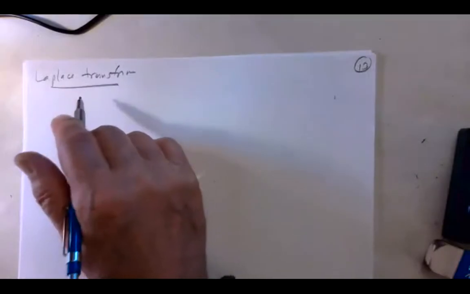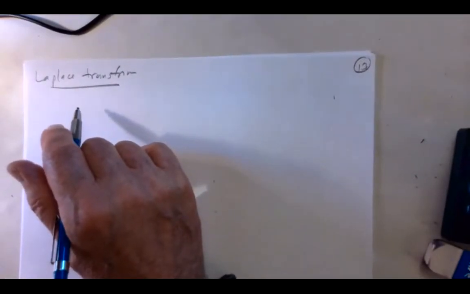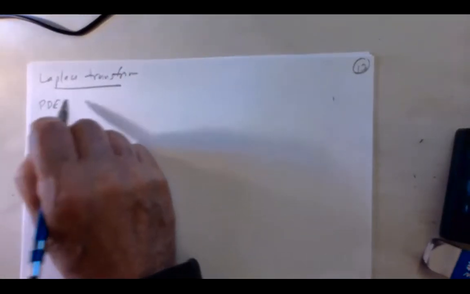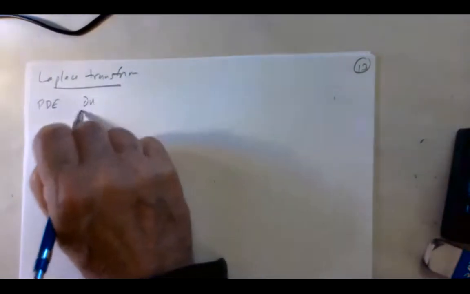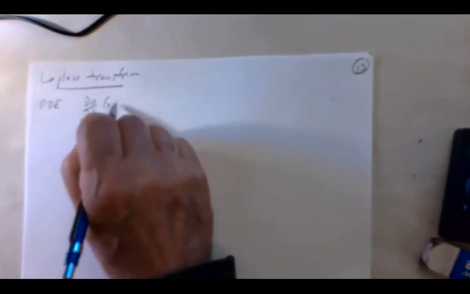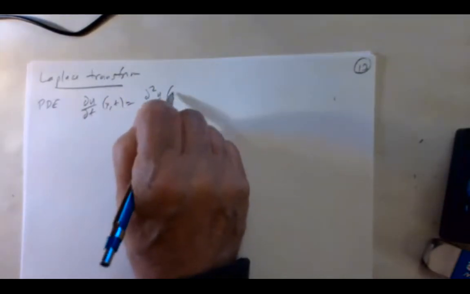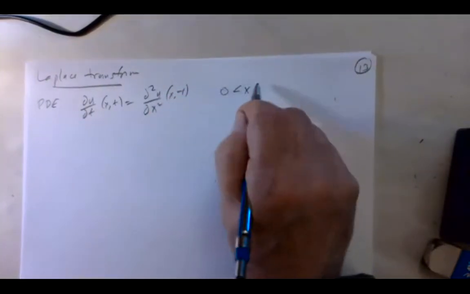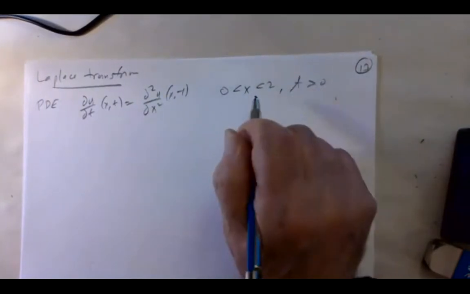Okay, so let me do an important second order equation. Suppose I look at the following PDE: partial u with respect to t is the second partial u with respect to x, for x between 0 and 2 and t greater than 0.